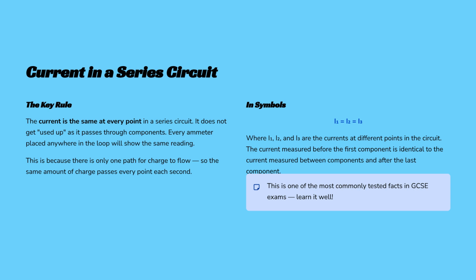A key rule for series circuits is that current remains the same at every point. Because there is only one path, the same amount of charge passes through each component per second. Remember this, it is a common exam topic.